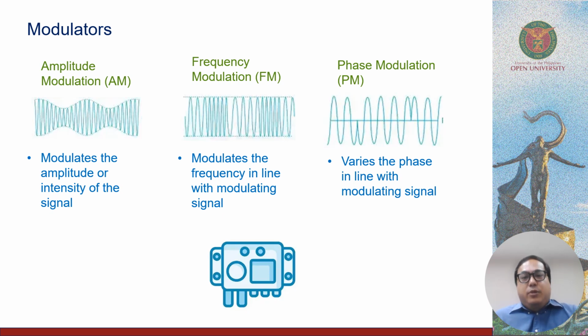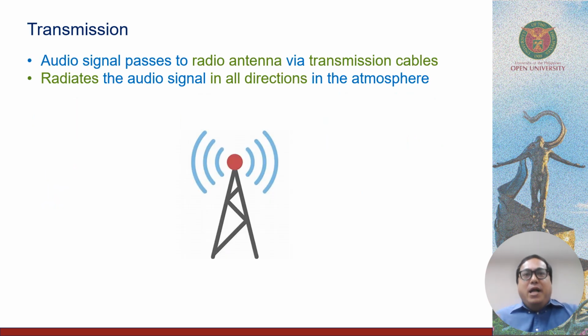There is also what we call the frequency modulation, again, there are the waves of the frequency modulation, which modulates the frequency in line with the modulating signal. And of course, the last is the phase modulation, which varies the phase in line with the modulating signal. So there are different ways on how the modulator can work in order for it to be able to transmit the audio waves.